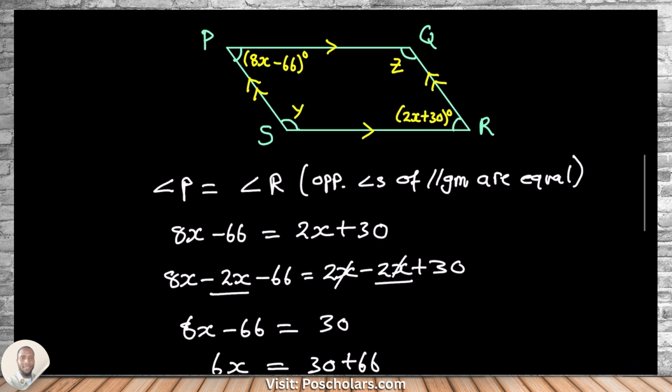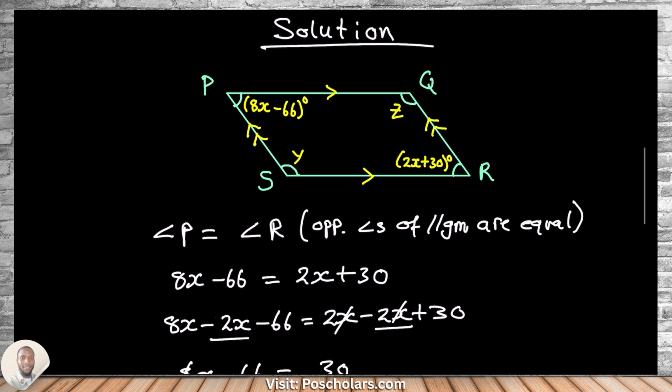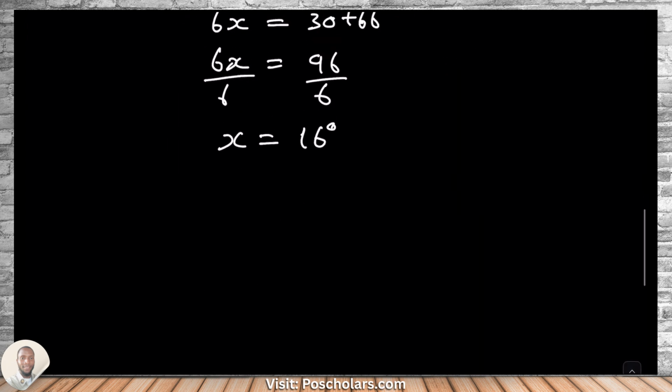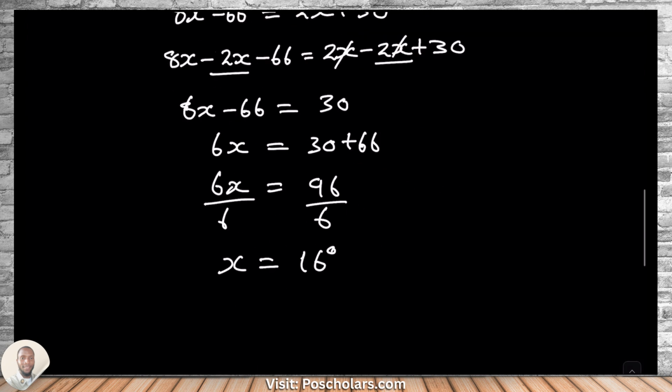Right, now we have gotten the value of x, right? But the question asks us to find the size of the angles, not the value of x. If the question asks you to find the value of x, you simply stop here. But we're told to find the size of the angle, right? Definitely the size of angle P, right? The size of angle P becomes, when you substitute the value of x into this expression, right? So let's find angle P.